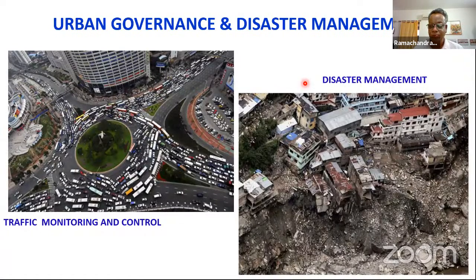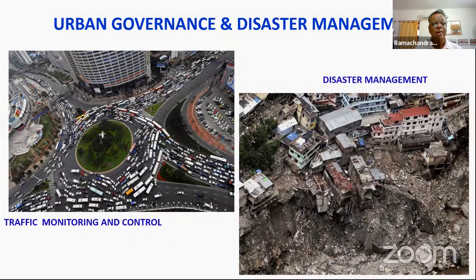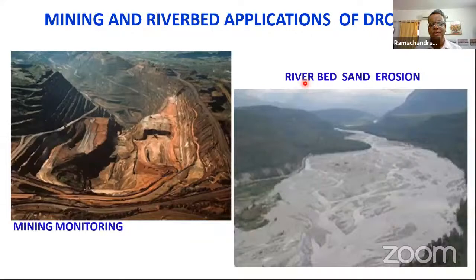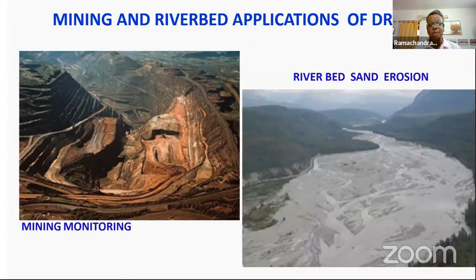It can give you the status, the situation awareness, of a disaster area. And then, of course, it can be used for monitoring mines, how the mining is progressing. Is it going beyond legal limits? And is there erosion of the riverbeds or even the seashore? These are things which drones can do without too much manual effort.